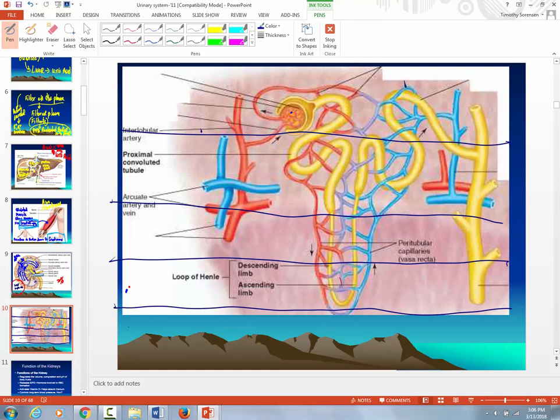So what's the osmolarity of the blood? 300. Then as you move deeper and deeper into the medulla, the osmolarity starts going up. 600, 900. So you're seeing a saltier and saltier environment. And finally, 1200. Are you with me? Who's following this so far? Okay.